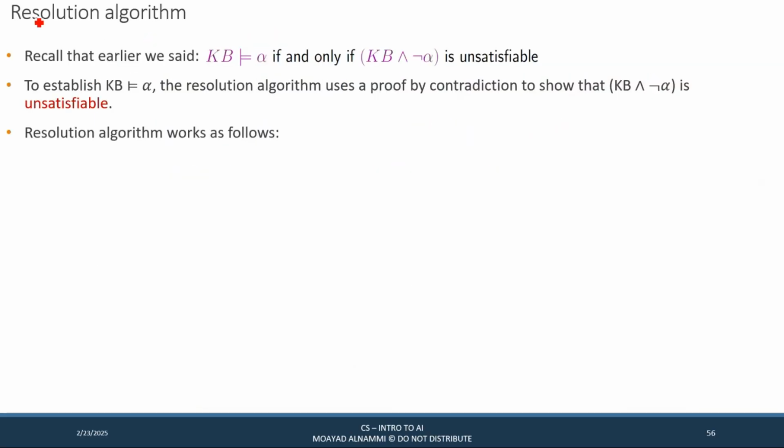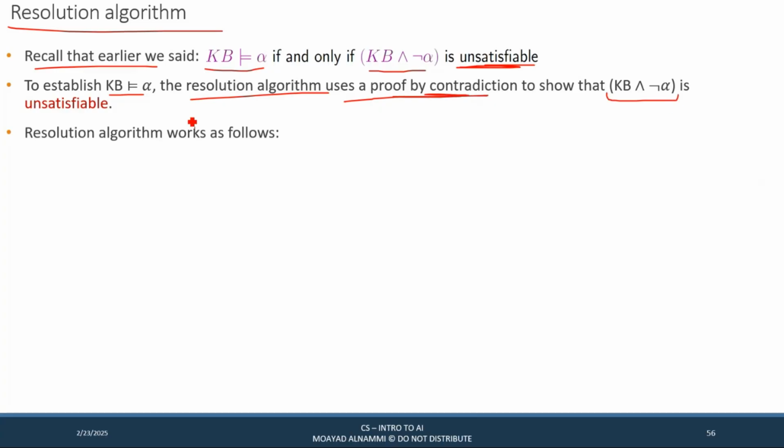So what is the resolution algorithm? Assuming we have a KB that is in CNF, conjunctive normal form format, recall that earlier we said the following. KB entails alpha if and only if you can show that KB and not alpha is unsatisfiable. So to establish KB entails alpha, what does the resolution algorithm use? It uses a proof by contradiction to show that KB and not alpha is unsatisfiable.